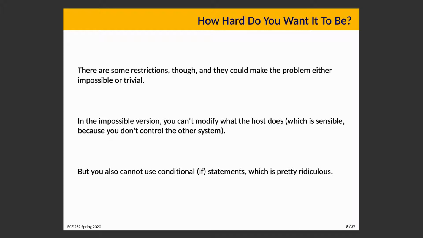On the other hand, in the impossible version of the program, you're not allowed to use conditional statements, so no if statements in your program, which is kind of silly. What kind of programming language doesn't give you if statements? It's artificially handicapping your solution by saying, well, I guess you can't use this very basic, super important construct that you learned in introductory programming. Good luck.